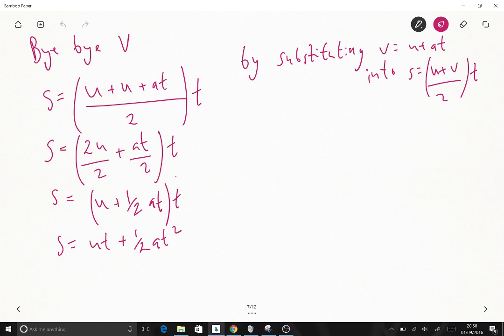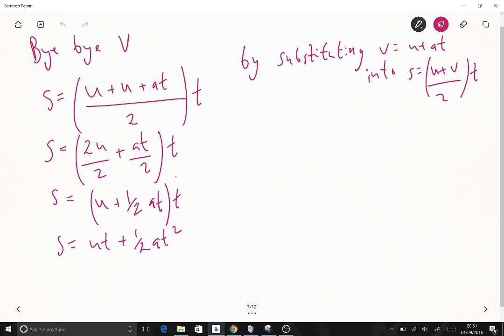So, new equation. You say bye bye v. So, if we take v is equal to u plus at, and you may be thinking, I think I've seen that equation before, and that's because you have. And you put that equation into s is equal to u plus v over 2 multiplied by t. You get this equation here, okay?